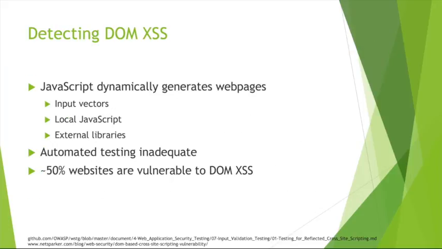Now, because JavaScript dynamically generates web pages, it is not sufficient to simply examine typical input vectors. All of the executable JavaScript in the page source code and its externally linked sources must also be carefully examined. Most of the JavaScript code in use on websites today resides in commonly used libraries that were not developed by the application's programmers. This means that automated testing is typically inadequate, and research suggests that half or more of websites are still vulnerable to DOM XSS.